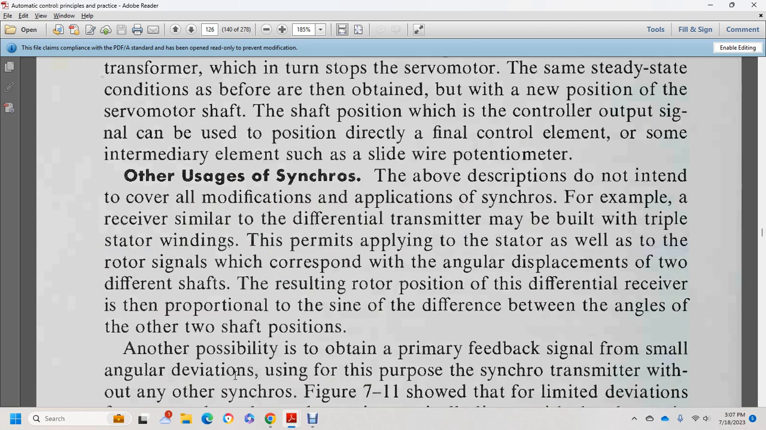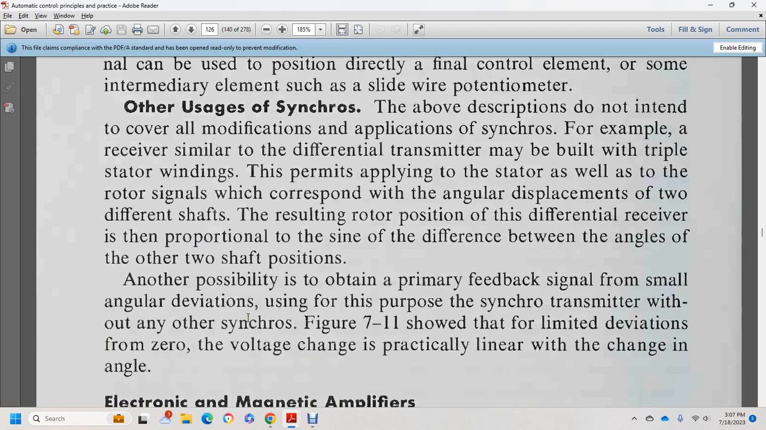Other uses of the synchro are possible; the above description does not intend to cover all of the modifications. A synchro receiver, for example, similar to the differential transmitter, may be built with a three-phase winding with a permanent plug with the cable, as well as the rotor signal corresponding to the angular displacement of two different shafts. The result is a rotor position of a different receiver proportional to the difference between the angles of the other two shaft positions. Another possibility to obtain the primary feedback signal of a small angular deviation is the use of the synchro transmitter without any of the other synchros.